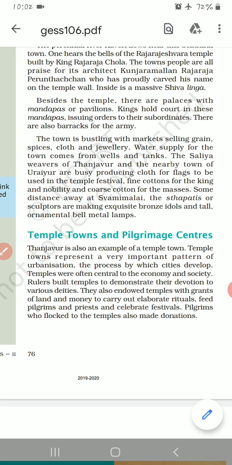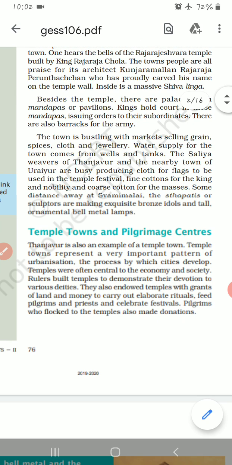Feed pilgrims means whoever comes there to visit the temple must be given food, to feed pilgrims and the priests and celebrate festivals. Pilgrims flocked to the temples and also made donations. Pilgrims who flocked means what? Who came in a huge number, in a group. Many people came to visit the temple. They even donated. Even today, when we go to the temple, we put money in the donation box, right? According to our own wish, we put 10 rupees, 20 rupees, 50 rupees, 100 rupees, whatever is our wish, everybody puts there. So, a lot of money was gathered in the temple.